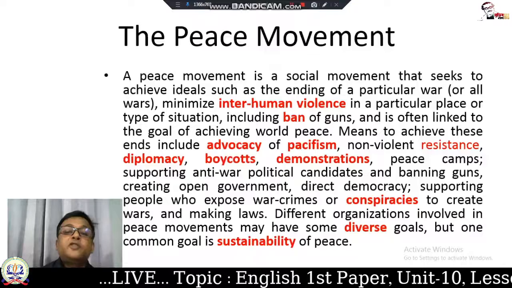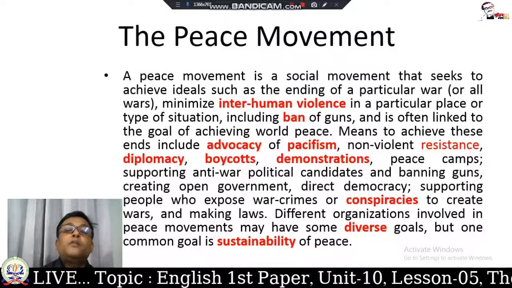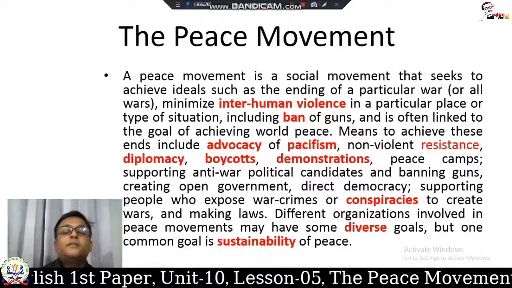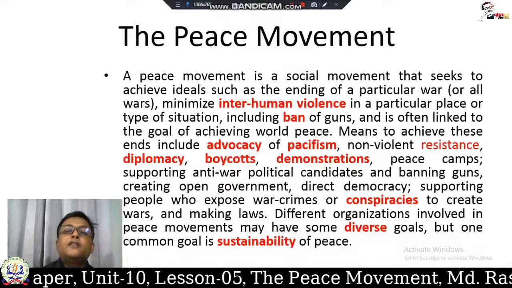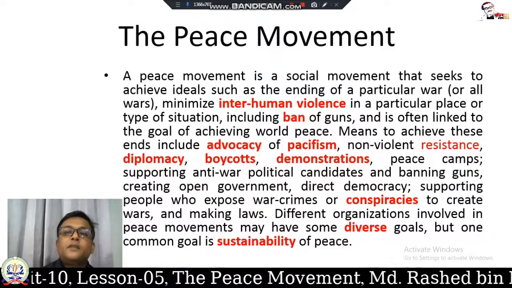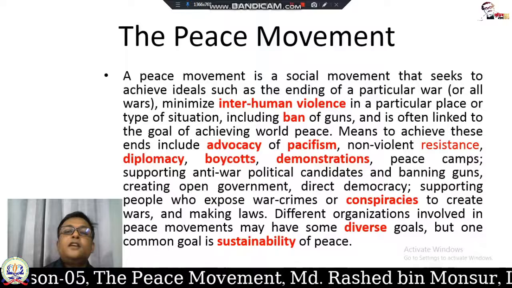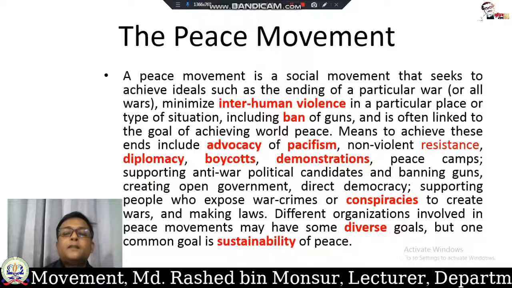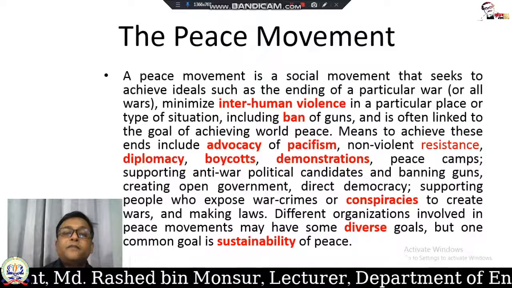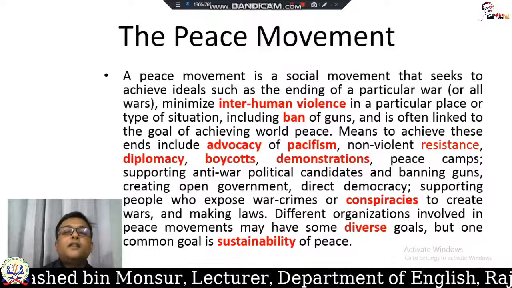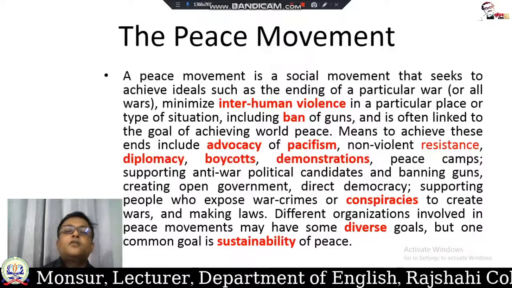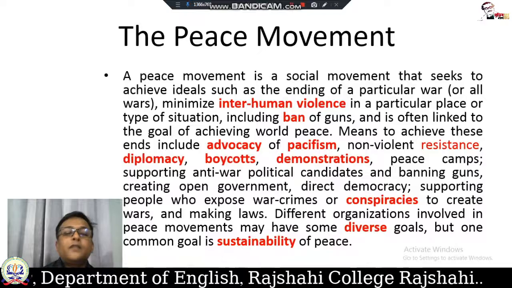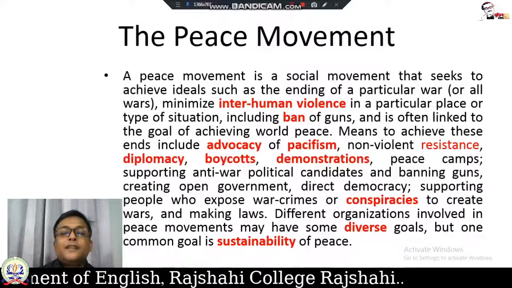Then there are demonstrations. We have to bring out different kinds of processions. Different kinds of seminars can be arranged, different kinds of symposiums can be arranged against the violence of the world or against the conflicts or in support of peace. Then there are peace camps. Peace camps also promote the causes of peace, also promote the understanding between the people so that they can bring about peace.